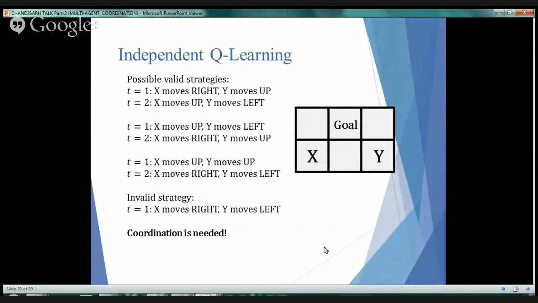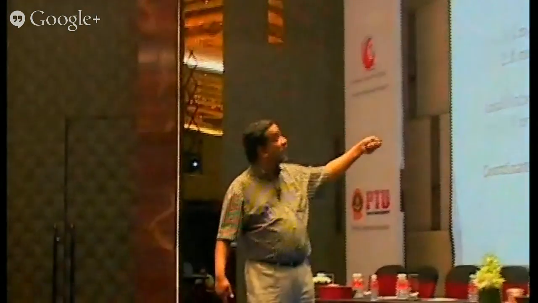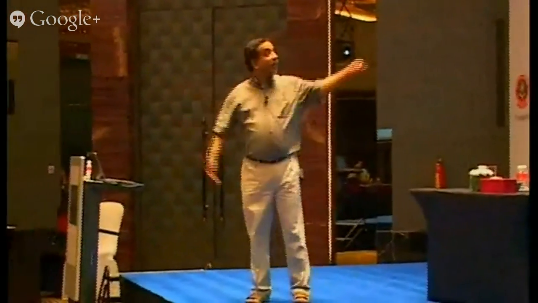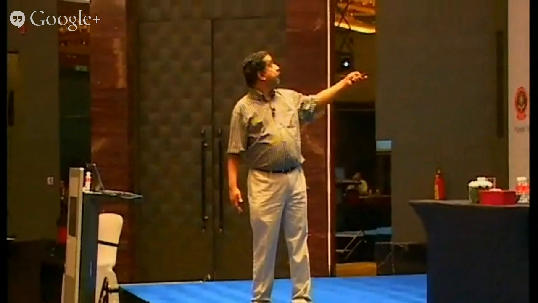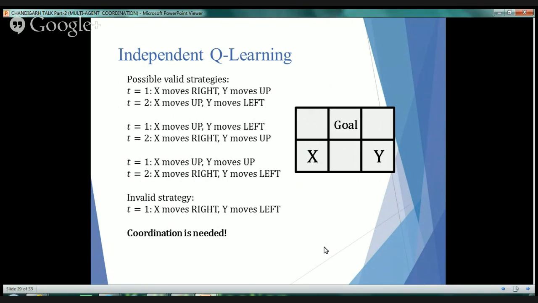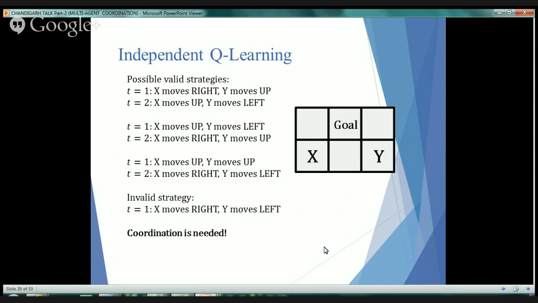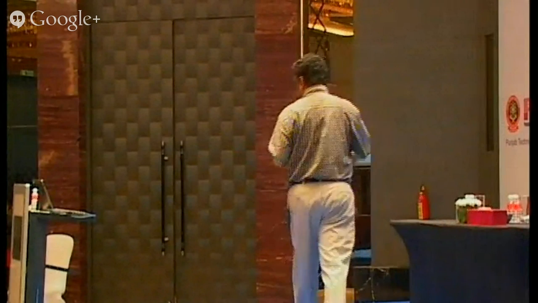But consider the fourth approach: if X decides to go right and Y decides to go left, then there will be a collision, right? So they have to coordinate. It's not like you can individually train each robot. You cannot train each robot separately. You have to train the robots to coordinate together. And so that's where you need multi-agent reinforcement learning.